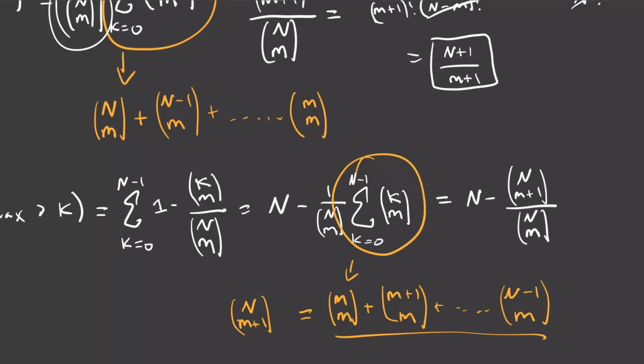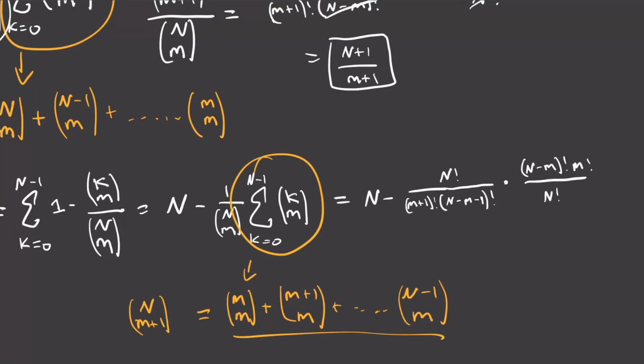Now let me just expand these binomial coefficients here so we can simplify a little bit. When I expand them and take the reciprocal of the bottom one, this is what I get. You can see we get a lot of cancellations. These n factorials are going to cancel. This one's going to cancel with the first terms of this, and then this one here is going to cancel with the first terms of this. So we're just going to be left with n minus m divided by m plus 1, and then we still have this n minus that in the front.